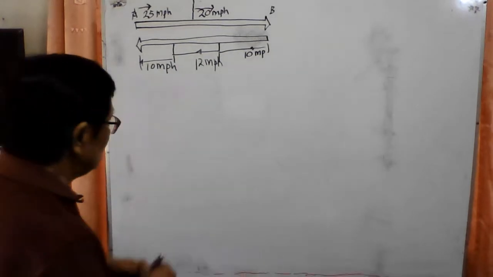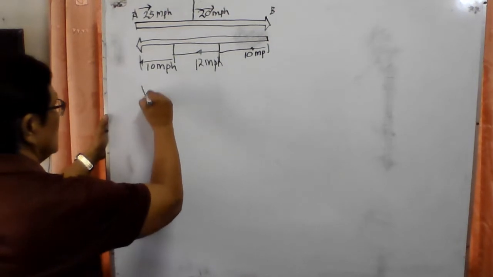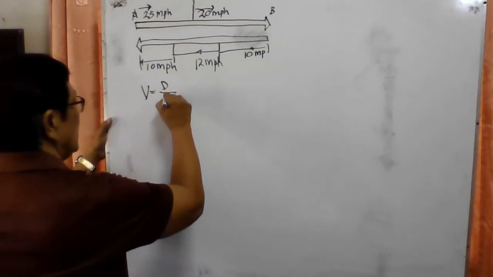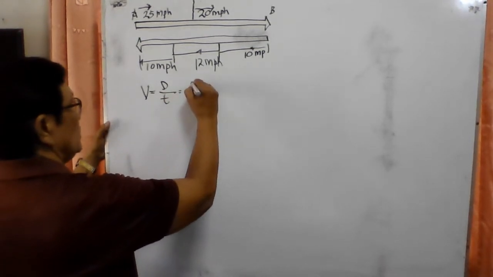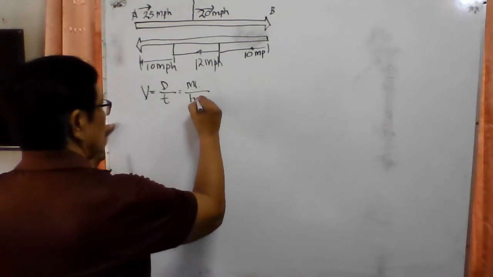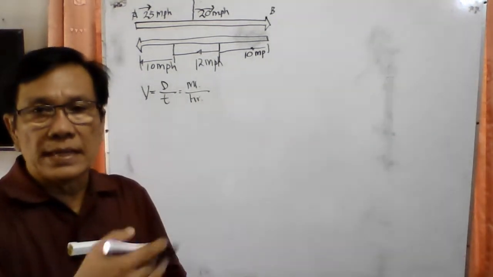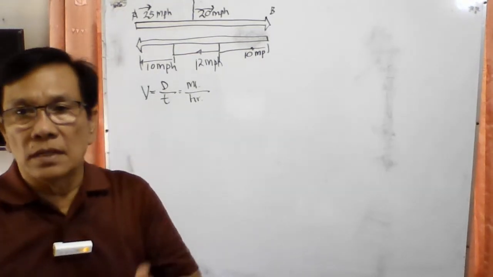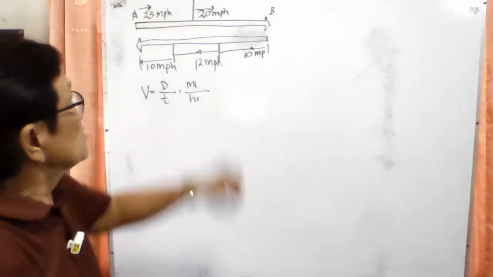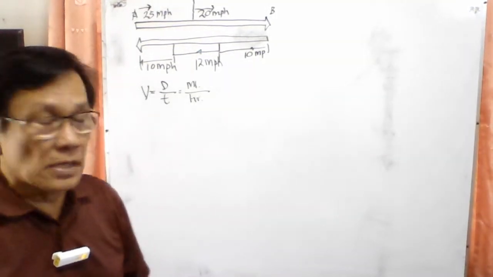Now, speed, which is also called velocity, equals distance over time. So these are the units of miles per hour. This could be any unit. You could have meters per second, miles per minute, kilometers per hour. So the givens of our problem are in terms of miles per hour. So let's adapt that as our unit.